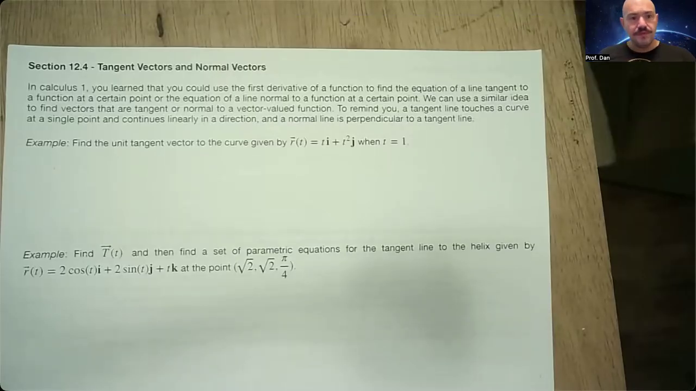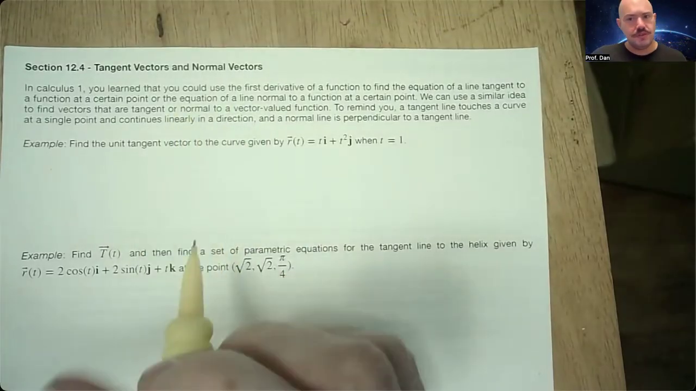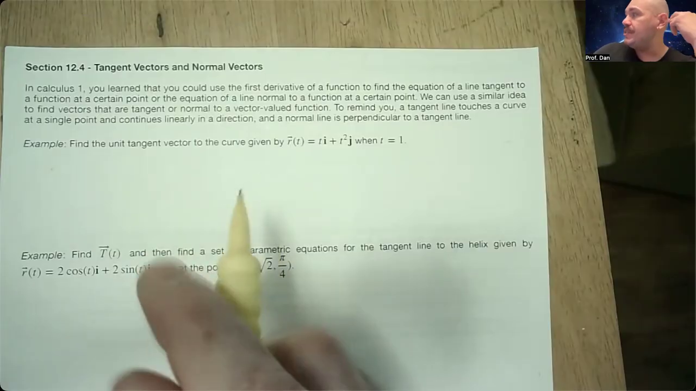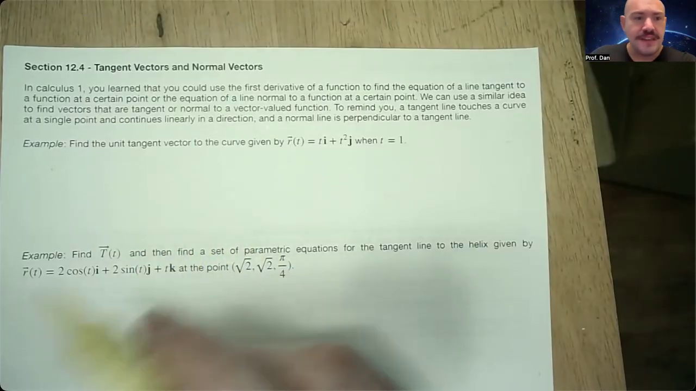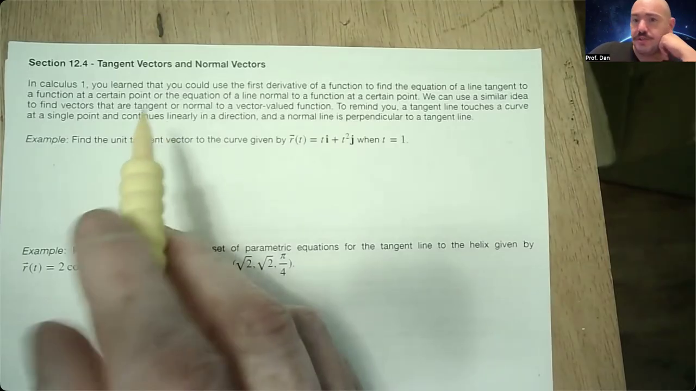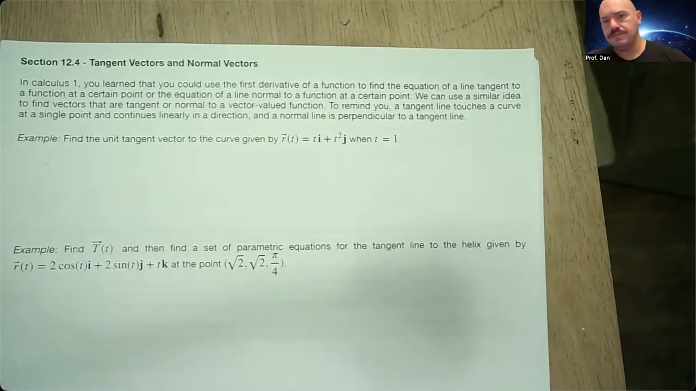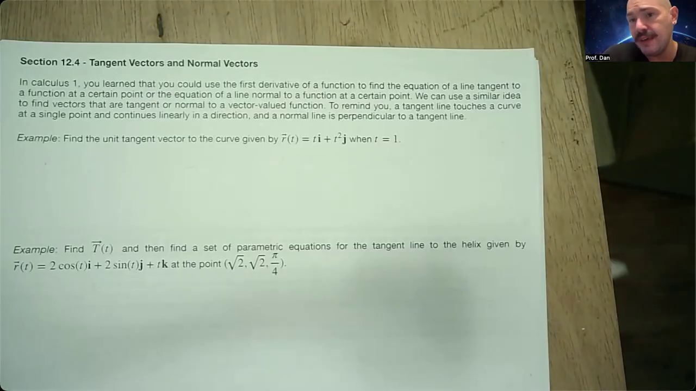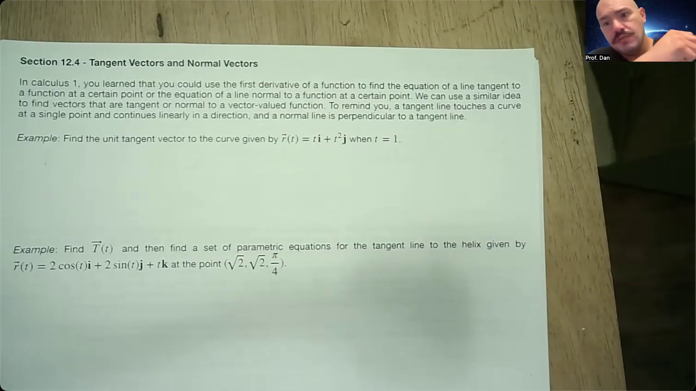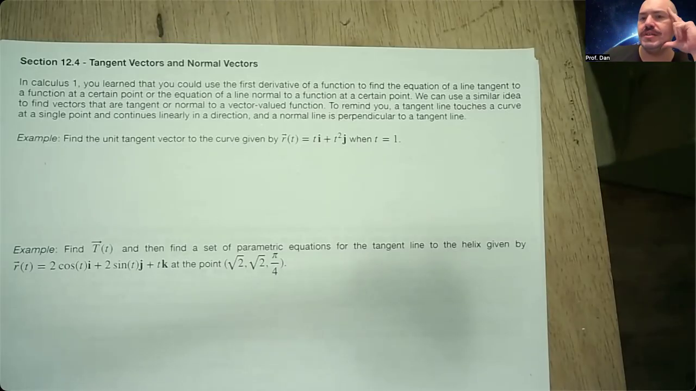Okay, everyone, 12.4, tangent vectors and normal vectors, which actually has quite a bit of application, but we'll get to that later. So this all stems from an idea that you learned about back in Cal 1 when you learned about tangent lines. So to remind you, basically you could find the equation for any line tangent to a graph on the XY plane using an initial point and the derivative. Remember, the derivative was what gave you the slope of that tangent line, and the initial point is what allowed you to write the equation of the tangent line.